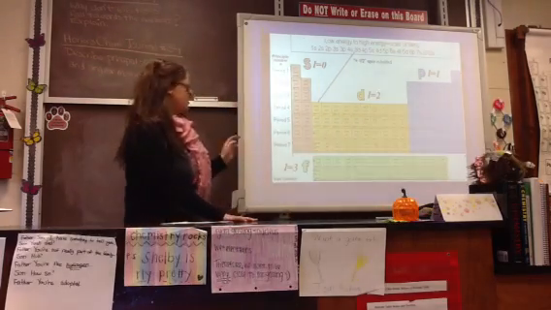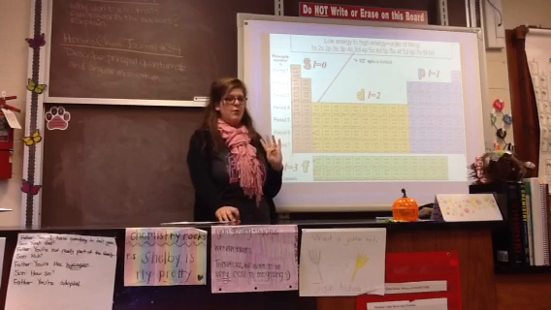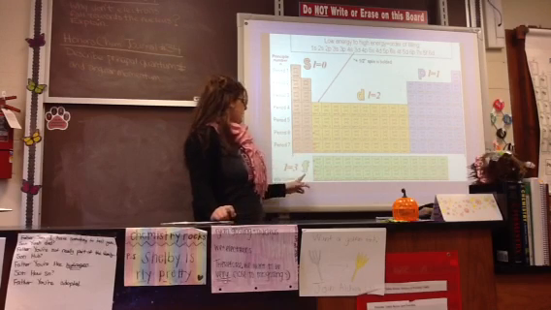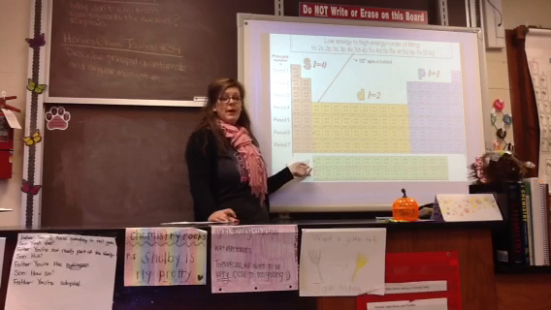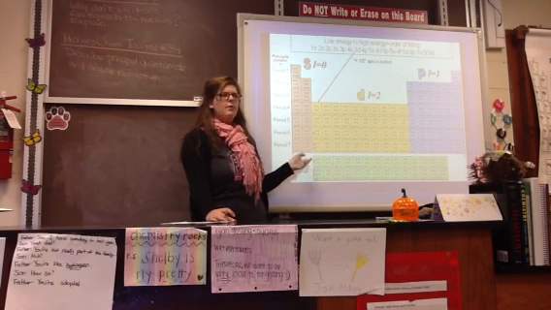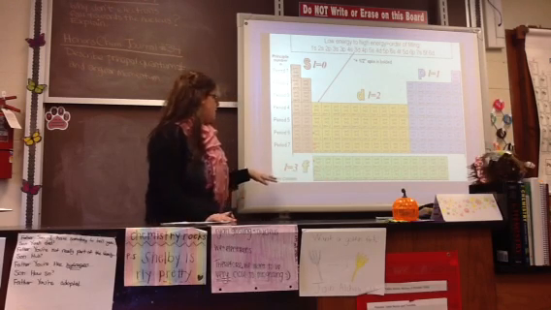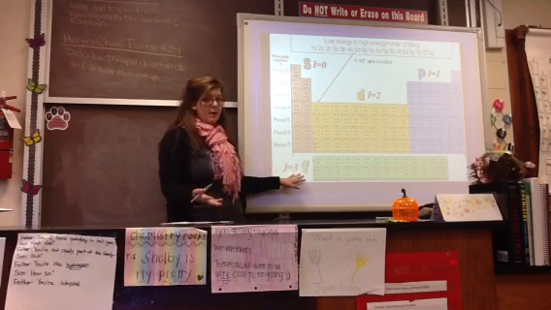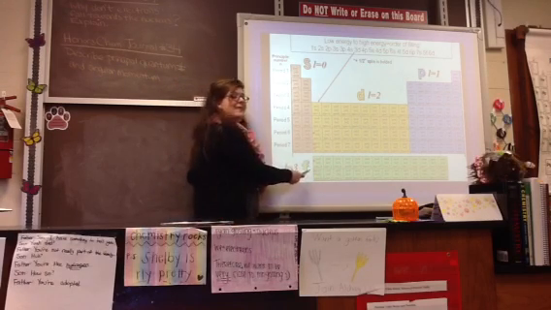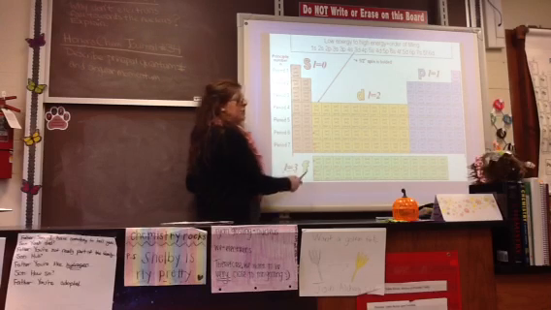The last sublevel, because remember we said there are 4, is F, and those are the 2 rows on the bottom. Those are the rare earth metals, or rare earth elements family. We call that the F sublevel, and when L is equal to 3, that's when we know that we're in the F orbital.